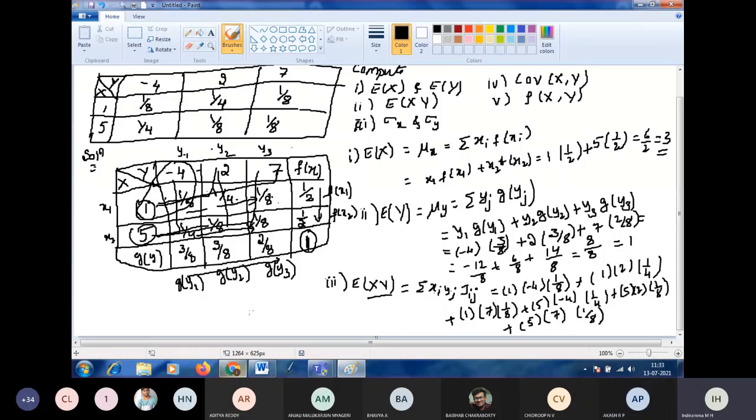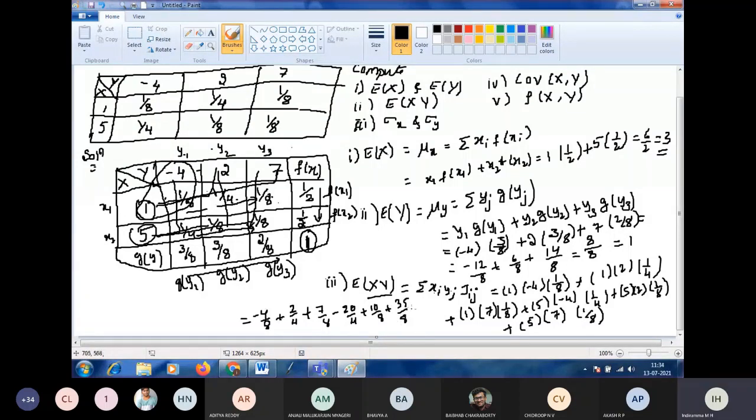Now simplify this. The first one is minus 4 by 8 plus 2 by 4. I am not cancelling that because it is easy for me to take the LCM. So 7 by 8. Next, minus 20 by 4, since 5 fours are 20. Next, 5 twos are 10, 10 by 8, plus 5 sevens are 35 by 8.